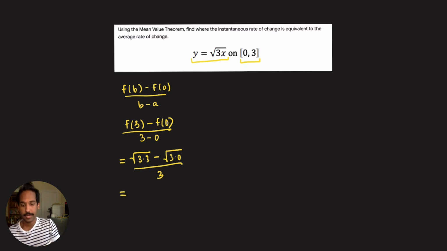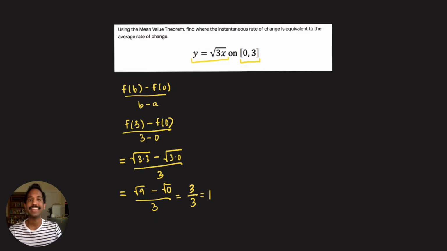3 times 3 is 9, the square root of 9 minus the square root of 0 over 3. We know the square root of 9 is 3, 3 minus 0 is 3, so 3 over 3. And so we get that the average rate of change is equal to 1.